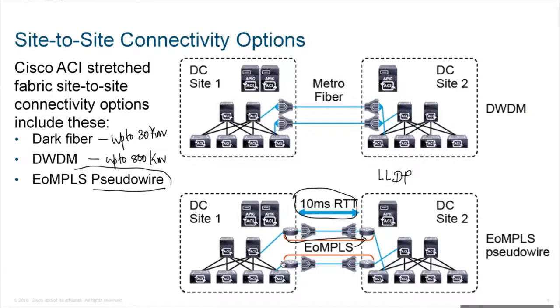So Ethernet over pseudo wire essentially has to have 10 milliseconds round trip time. You've got to be careful if you're using a DWDM connection.